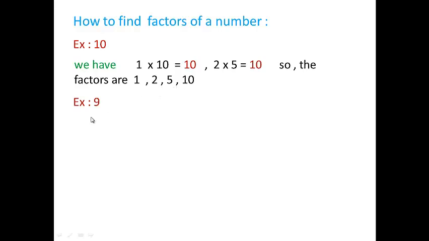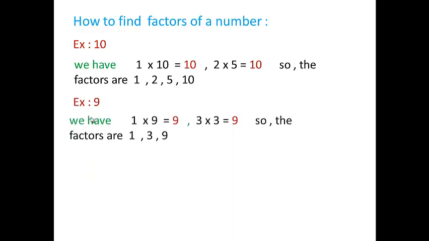Another example, 9. Think about numbers multiplied by each other that give you 9. 1 times 9 and 3 multiplied by 3. Now, factors are 1, 9, 3, 3. When you have 2 repeated factors, take only one of them. We have here both 3 and 3. We will take only one 3. So, my factors are here 1, 3, 9 after rearrangement.